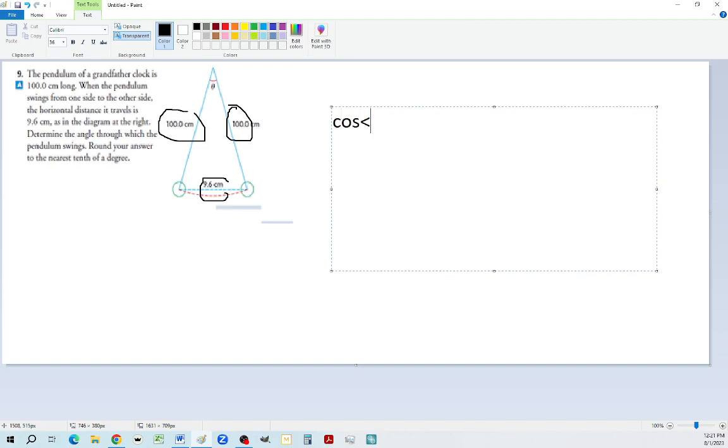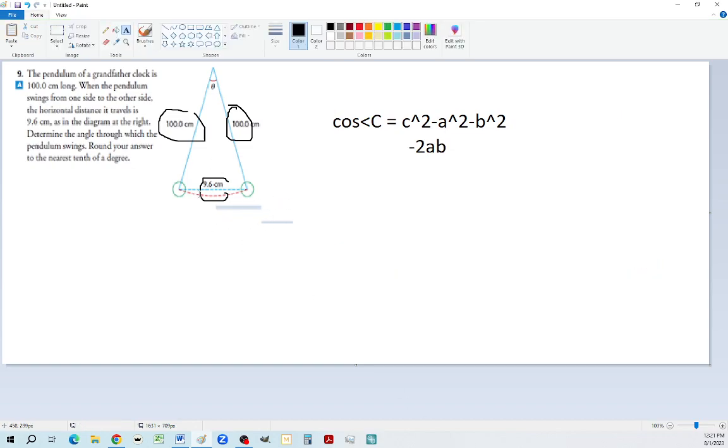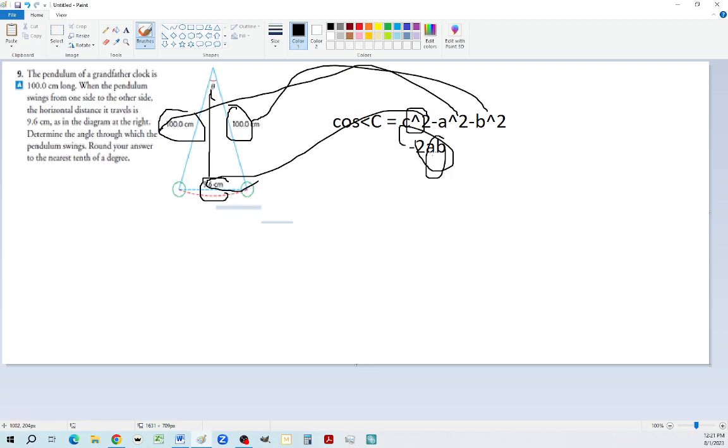The cos of angle C is equal to C squared minus A squared minus B squared, all divided by negative 2AB. Fill in your values, because C is 9.6. Always make sure you get your C right. So C here is 9.6. A is 100. B is 100.